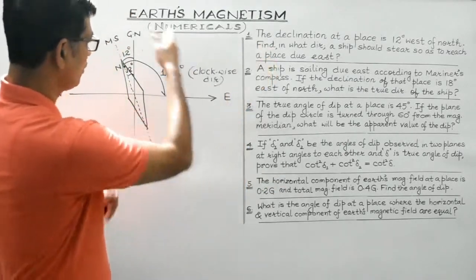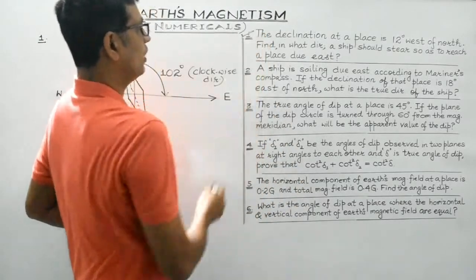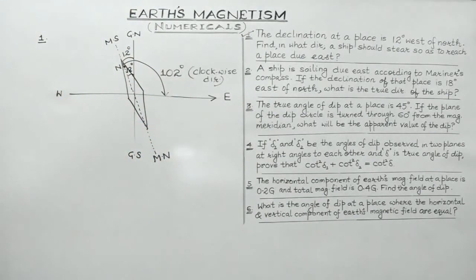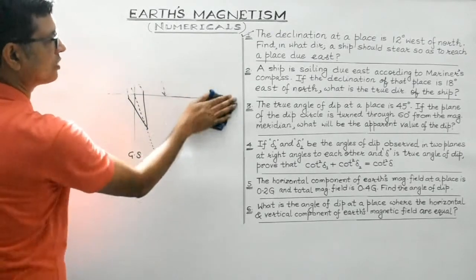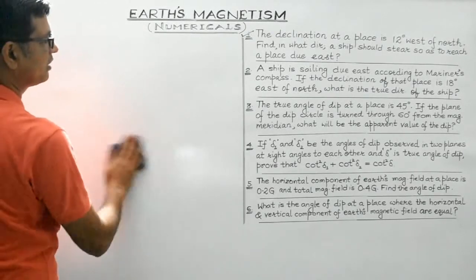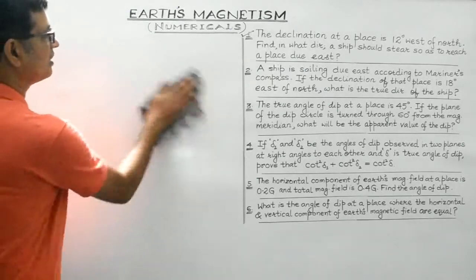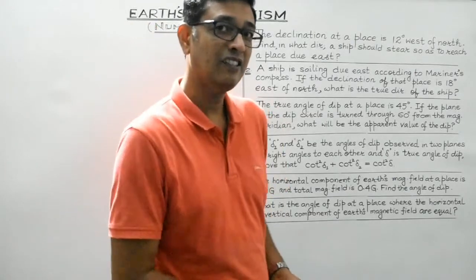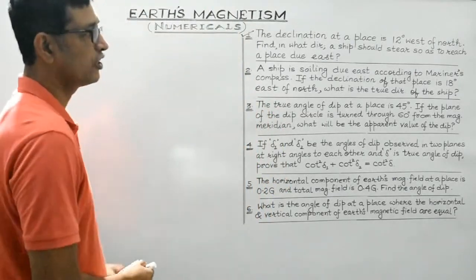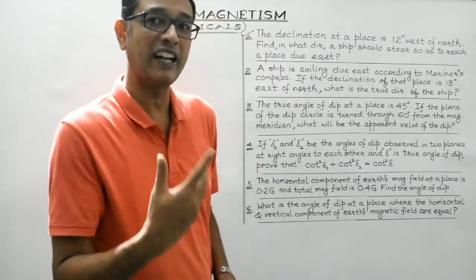For solving these questions, you need to draw these diagrams. So we are over with question number 1. Now let's concentrate on question number 2, which is a somewhat similar question. I'll read it for you. Question number 2 states that a ship is sailing due east according to mariner's compass. If the declination at that place is 18 degrees east of north, what is the true direction of the ship?